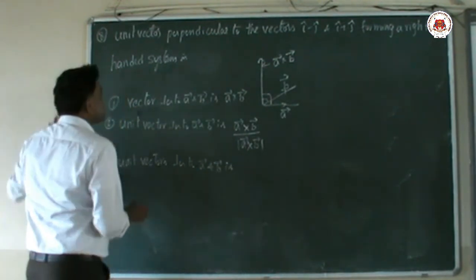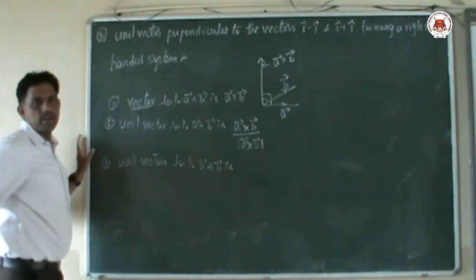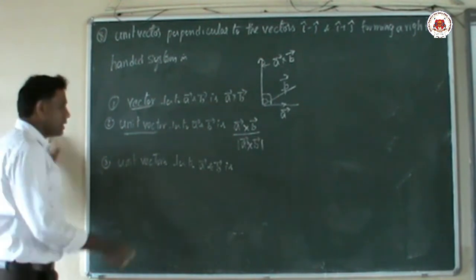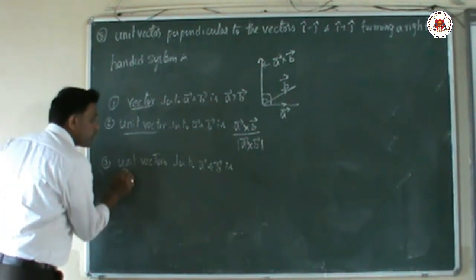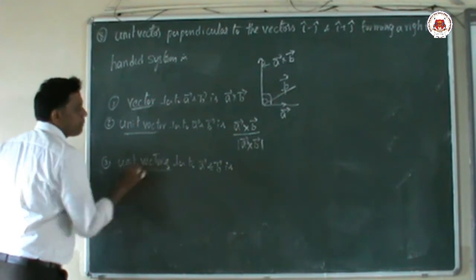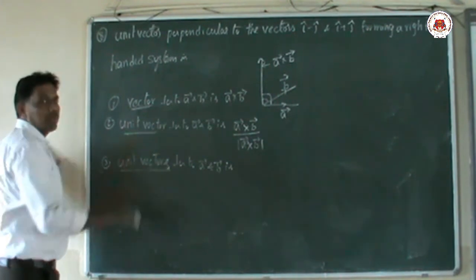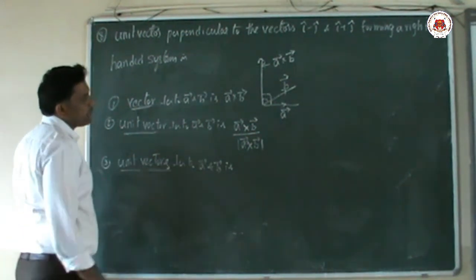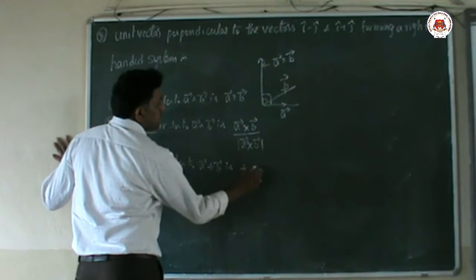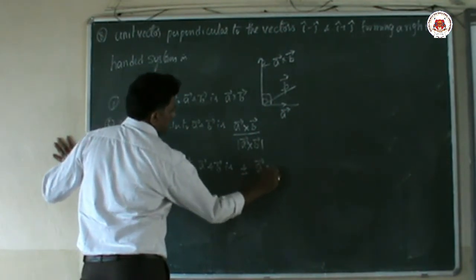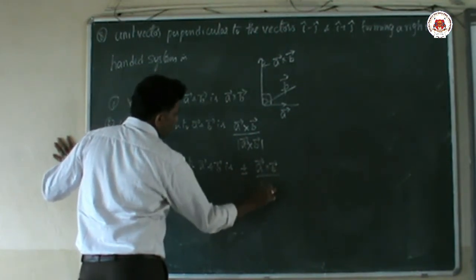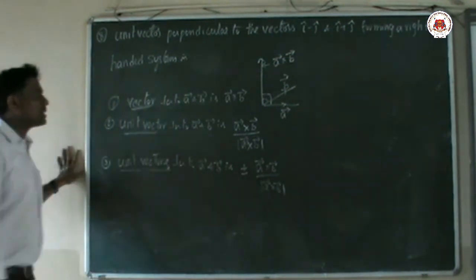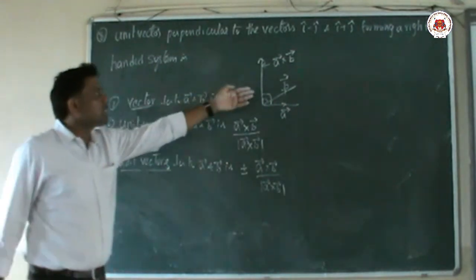So children, here it is only a vector. Here a unit vector is perpendicular. Here the third one is unit vectors, yes, plural. So this is only one vector, and here it is plural. The unit vectors perpendicular to vector A and vector B are plus or minus vector A cross vector B by mod of vector A cross vector B. So all three also represent the same question.